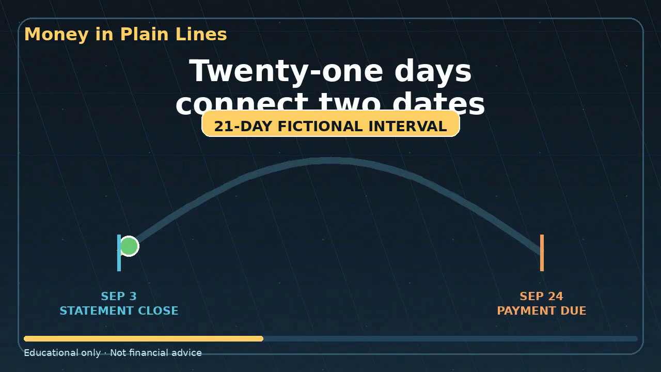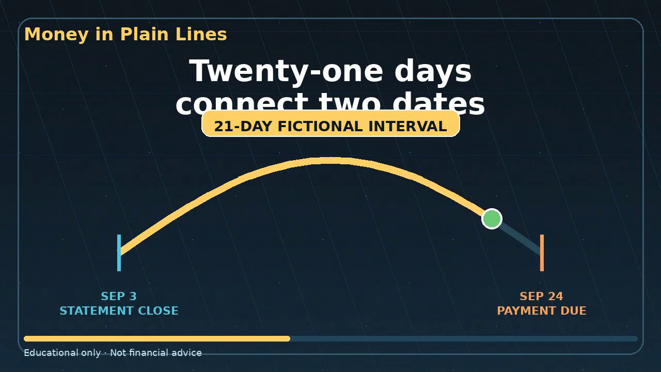The due date bridge adds a separate time relationship. September 3rd is the statement close. September 24th is the fictional payment due date, creating a 21-day interval in this example. The bridge does not claim that every issuer uses 21 days. It only makes the two displayed dates and their order visible.